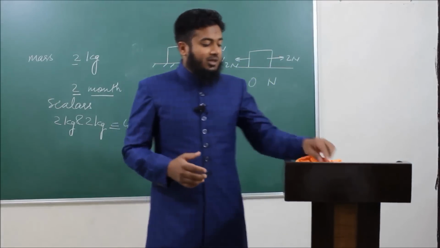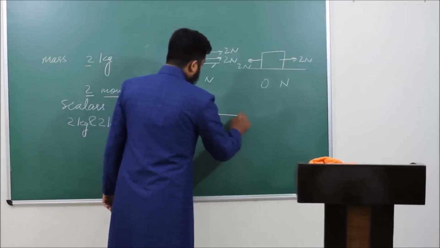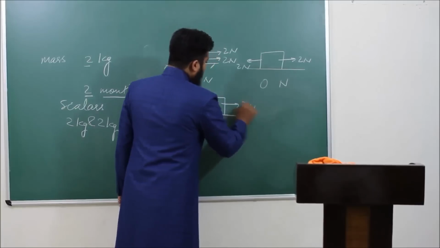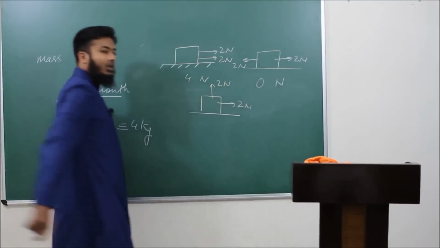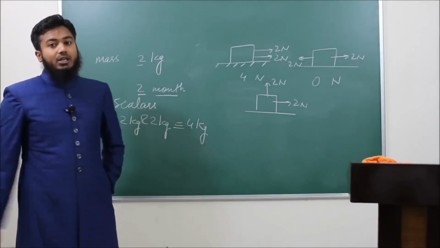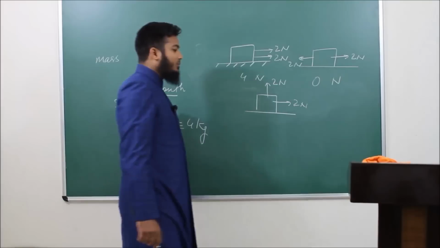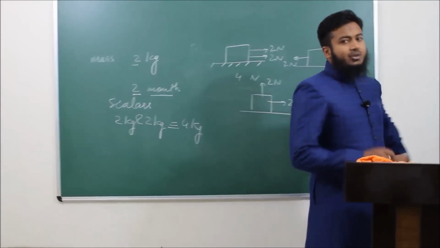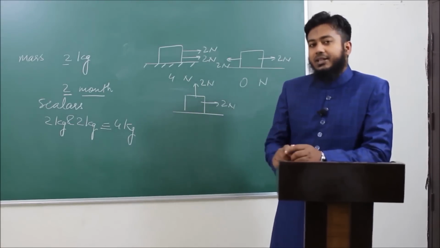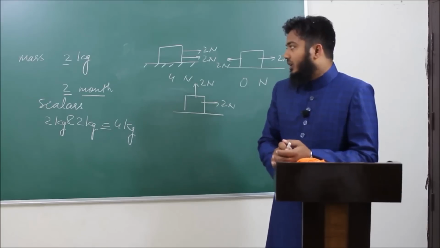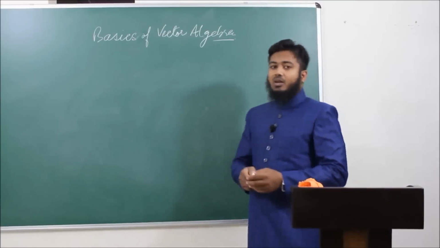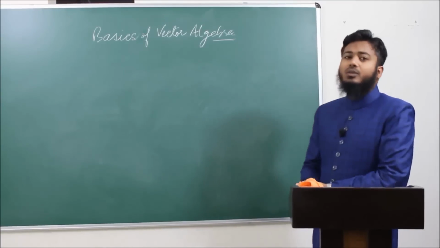Now, let us take another example. A block is there, and a 2 Newton force is applied on the right side and a 2 Newton force is applied in the upward direction. Now what is the total force on the block? It will be a little difficult to calculate how much the total resultant force on this block is. So we have to study the algebra of vector quantities, how to add them, how to subtract them, and how to multiply them. So let's begin with the basics of vector analysis. Now let's see the basics of vector algebra.